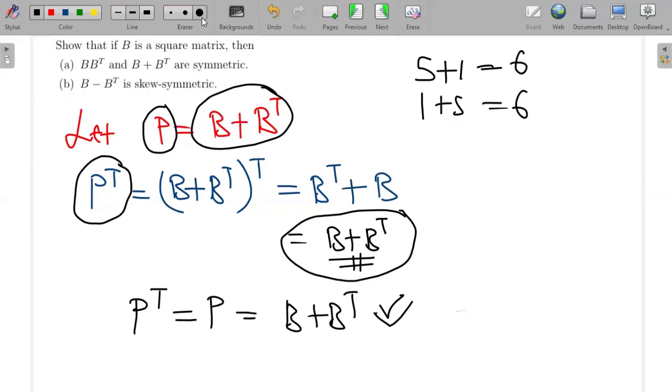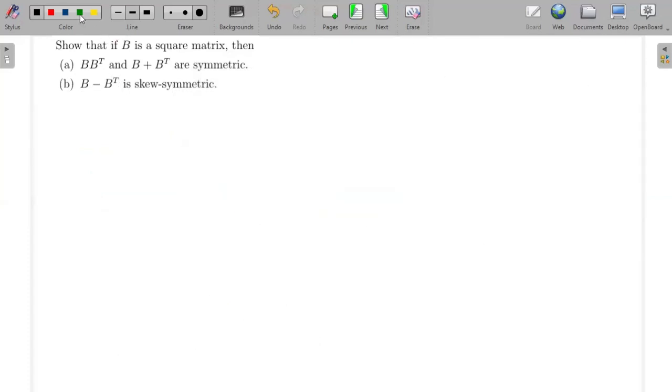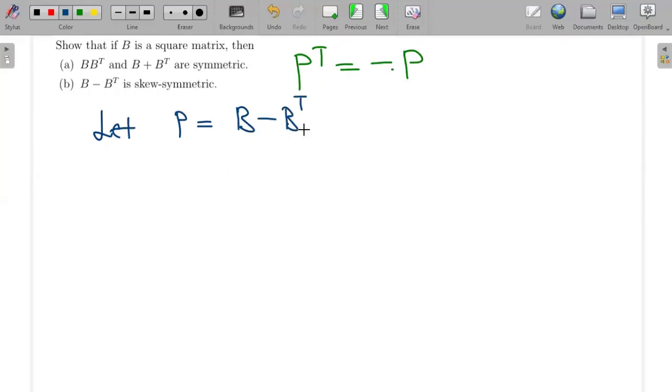All right, let's look at the skew symmetric. Remember the definition we said: if P transpose is equal to minus P, then we're going to say P is skew symmetric. So the process is the same. We're going to say let P be equal to B minus B transpose. So from this expression, I'll get my P transpose and my minus P.